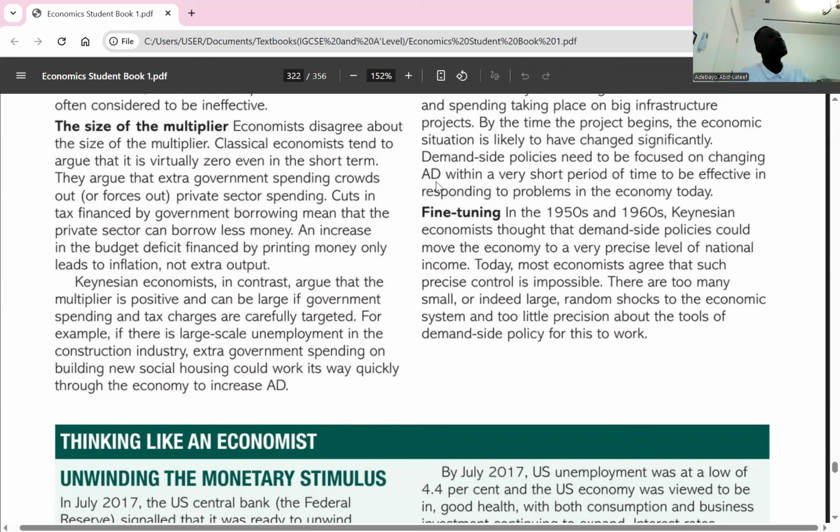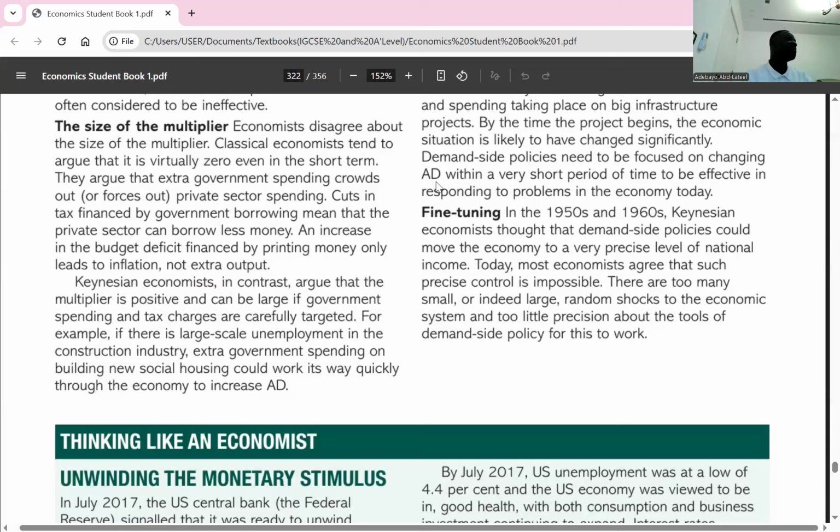So if government continues to spend over time, it forces the private sector out of the economy. Then before you know it, the government will continue to run a deficit and inflation will continue to rise because output will be less. Demand will be more than supply, then inflation increases. No extra output, and the government will be running a deficit and also inflation. That's according to the classical economists.